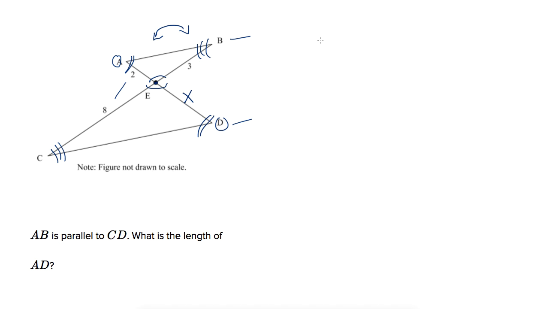2 over 3 equals x over 8. Okay? And then I can cross multiply to solve for x. Because the relationship between 2 and 3 is the same as the relationship between 8 and x. So 2 times 8 is 16, and 3 times x is 3x.